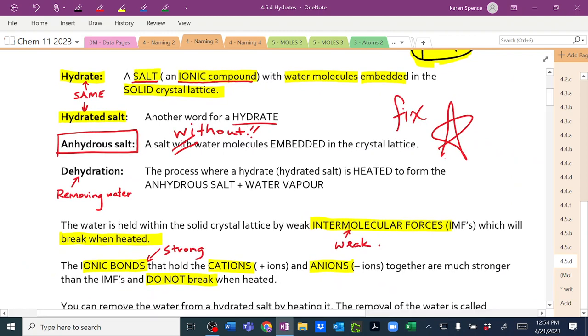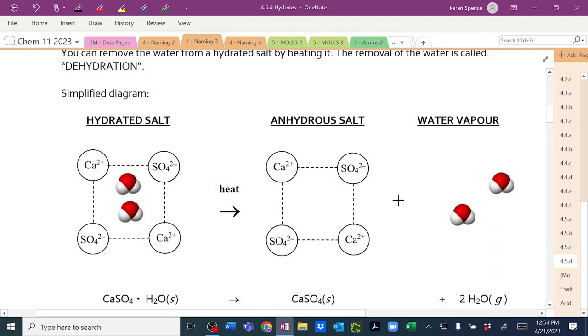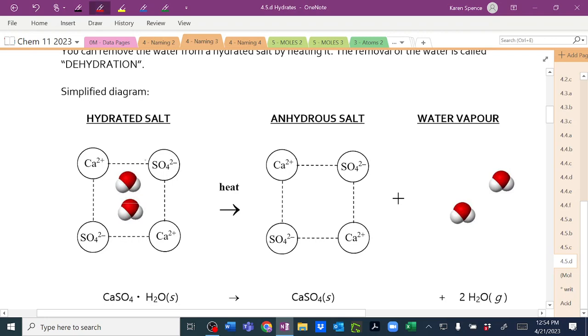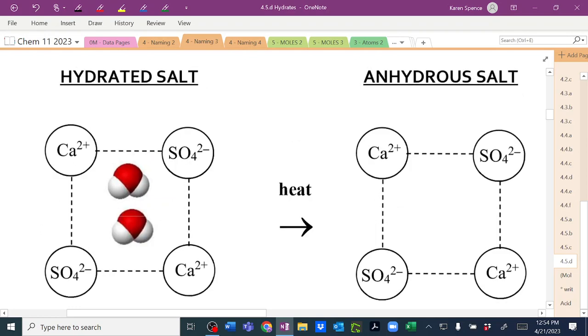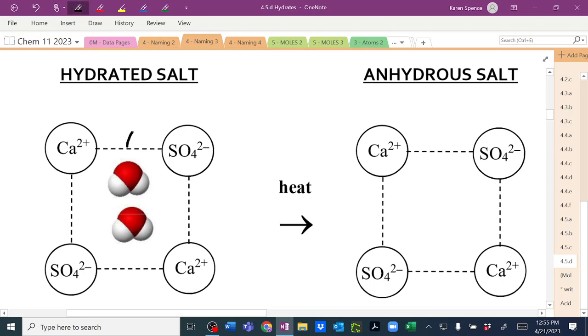So here's a little picture kind of showing what happens. All right, so we have calcium sulfate. All right, and inside we have those two water molecules. What kind of thing is this in between the positive ion and the negative ion? How would I label that? What kind of force is that between the positive ion and the negative ion? That is an ionic bond. Is it strong or is it weak? It is strong.